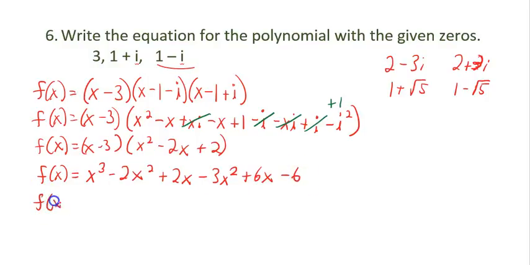And then my final step is just combining anything I can. So I have negative 5x squared and 8x when I put those together. And so this would be my final answer, this polynomial, because we were writing the equation for a polynomial. And that concludes this lesson.